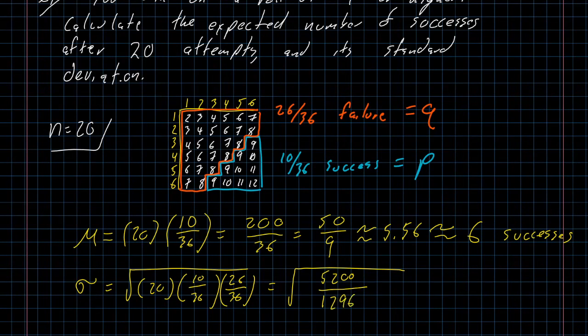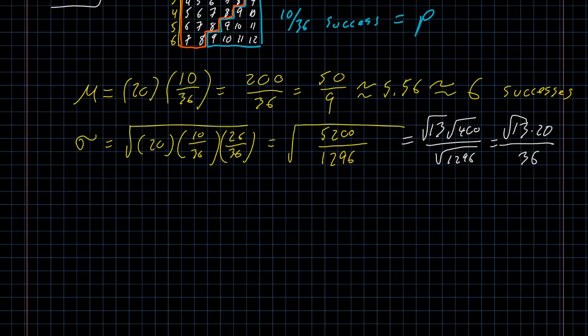All right, 20 times 10 times 26 is 5,200. 36 times 36 is 1,296. This almost works out nicely. 5,200 happens to be 13 times 400. The square root of 400 is 20. And the square root of 1,296 is, of course, 36, because we got it by squaring 36.